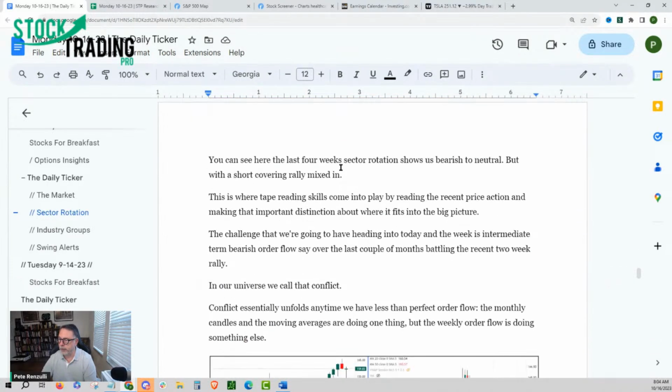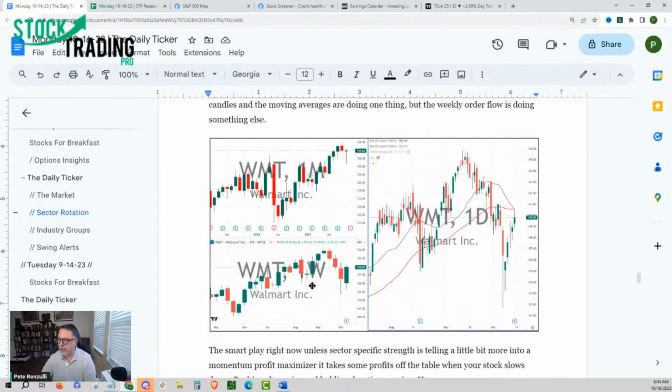All right. And you can actually see here and get a little bit of a bigger picture as far as what's going on in the overall tone, right? So you can see the last 4 weeks sector rotation show us bearish to neutral with a short covering rally mixed in. This is where tape reading skills come into play by reading the recent price action and making that important distinction for where that fits into the bigger picture. So we just talked about that. That's conflict. You can see that they're all over the place. We have a big push down, a big rally.